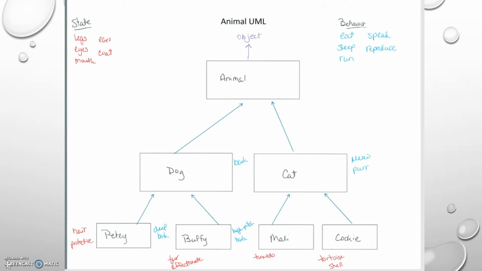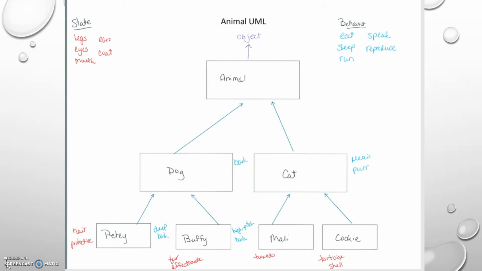Our second class or subclass is the cat. And we looked at all of the states and behaviors that a cat is going to inherit. Legs, eyes, mouth, ears, coat. We said, yeah, that was all good. We looked at the behaviors: eat, sleep, run, speak, reproduce. Yep, a cat does all that. But a cat speaks a little different than just an animal. A cat would meow. So we're going to override the speak method with a meow method.